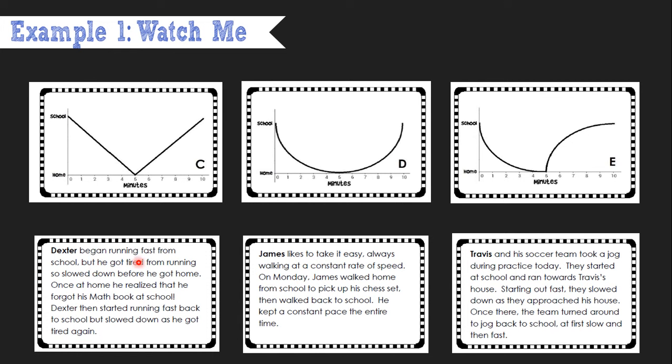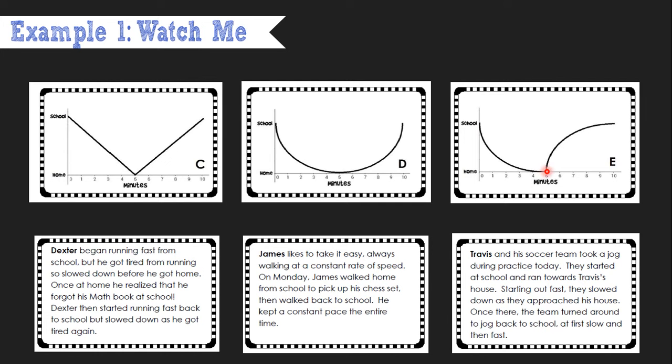Okay, so if he's starting out running fast, that means he's going to have a sharp decrease in terms of the distance because he's making ground quickly. But then it says that he slows down before he gets home. So right here, this leveling off would indicate that Dexter is getting slower, because I have more of a gradual slope here. Here it's nice and steep. I'm running really, really fast, and now I'm slowing down.